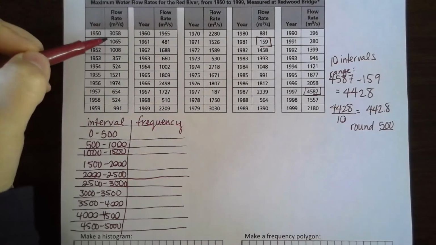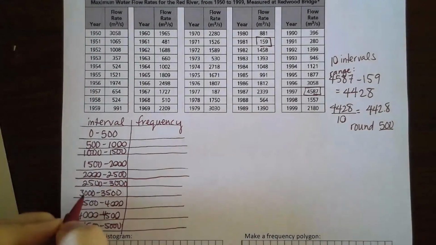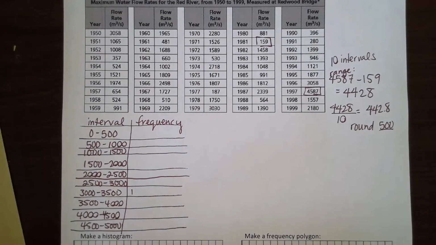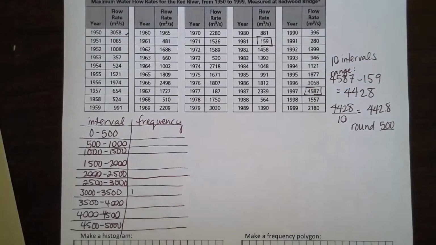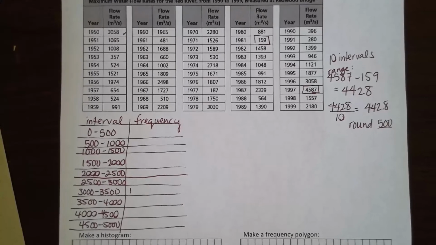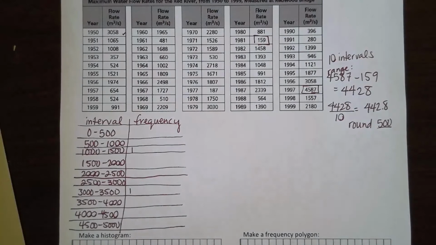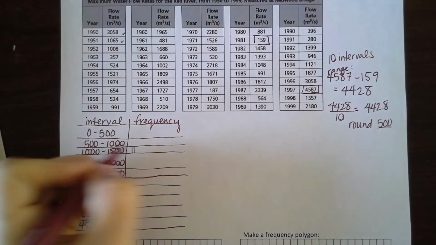1950, there was a flow rate of 3,058. So that belongs in this range here. It's between 3,000 and 3,500. So I'm just going to put a tick mark there. Okay, 1,065, and you might want to check these off as you go through them because you can get lost pretty easily, especially with this much data. 1,065 belongs in the 1,000 to 1,500 category, as does the 1,008.